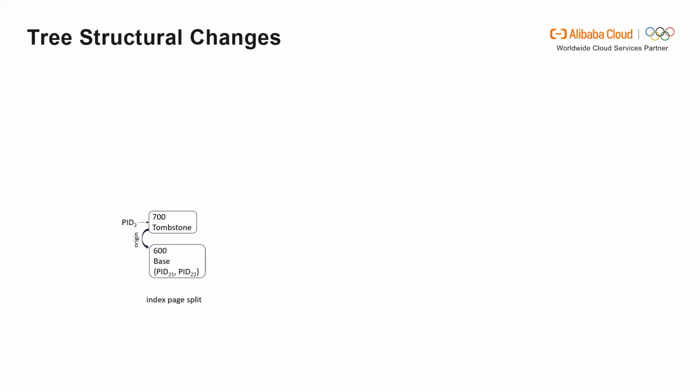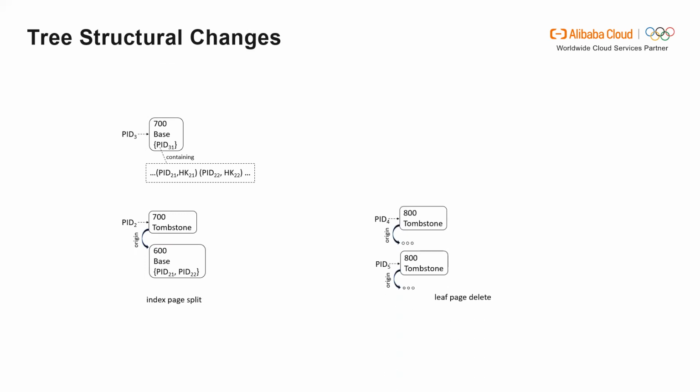The following two examples demonstrate tree structural changes. PID 2 is an index page. It is rewritten into PID 21 and PID 22. Then PID 21 and PID 22 are posted into the parent page. So the parent page PID 3 is rewritten as PID 31 to include the new index terms PID 21, high key 21, and PID 22, high key 22. As another example, PID 4 and PID 5 are leaf pages. They have become empty, so they are deleted.